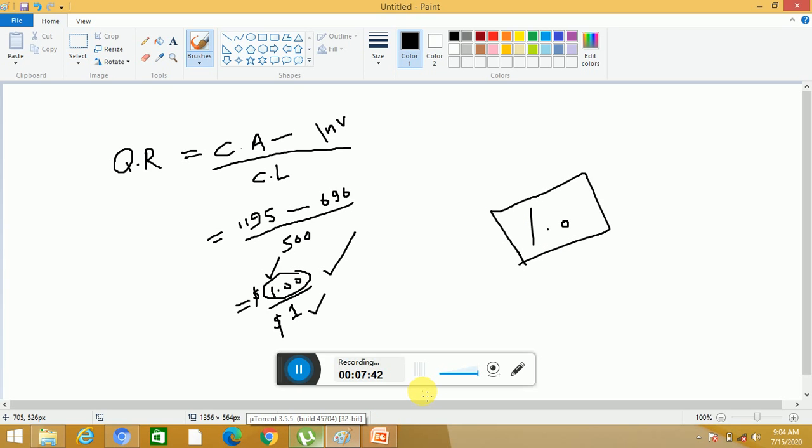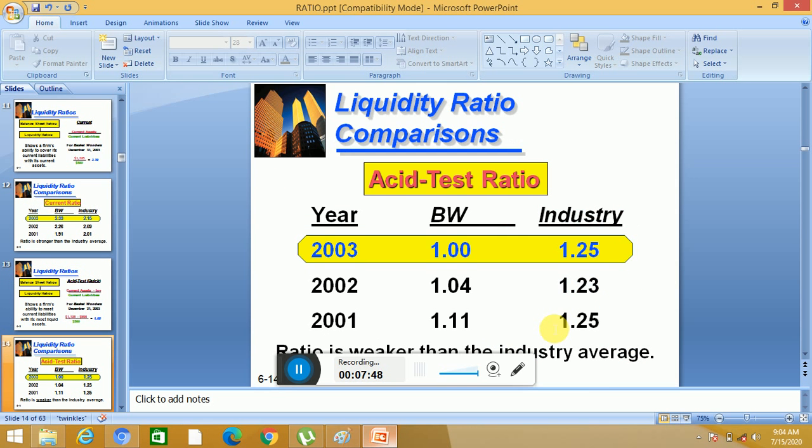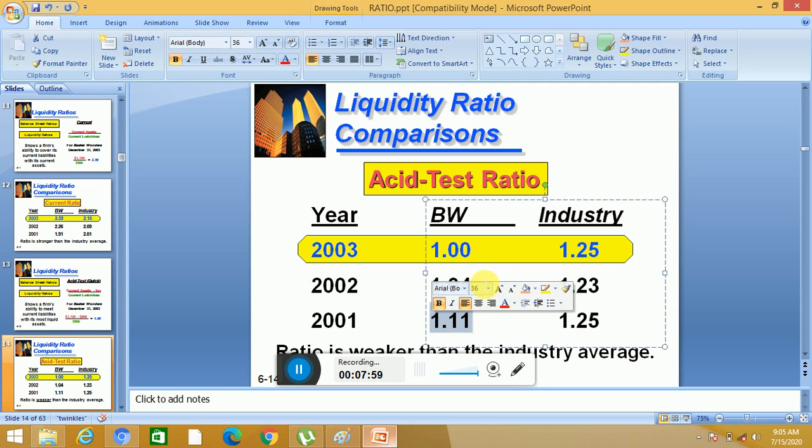Now check the acid test ratio, years 2003, 2002, 2001. In 2001, it was 1.11. In 2002, it comes down to 1.04. In 2003, again it comes down from 1.04 to 1. So it is continuously coming down. This is internal comparison: today's performance against the past two years.